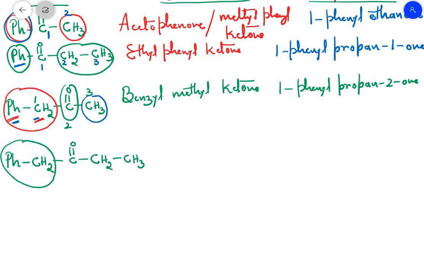In the next example, here we are having C6H5CH2. This is called benzyl, and here we are having CH2CH3. This is called ethyl. Alphabetically, B comes first. So therefore, benzyl ethyl ketone.